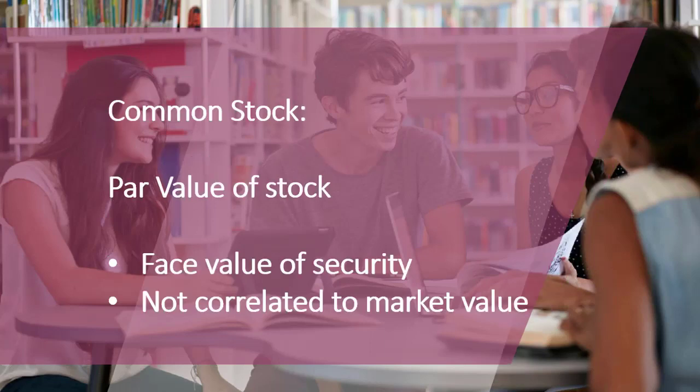One element of a common stock is called the par value of the stock. Now, not all stock has par value. This is a legal value that's placed on the face of the security. It doesn't have any correlation to the market value. The market value of the stock is based on what the potential stockholders on the market are willing to pay, what the buyers and sellers are willing to give and take. The par value is a legal amount that depends on the state of incorporation. Some states require a par value on the stock and some states don't.